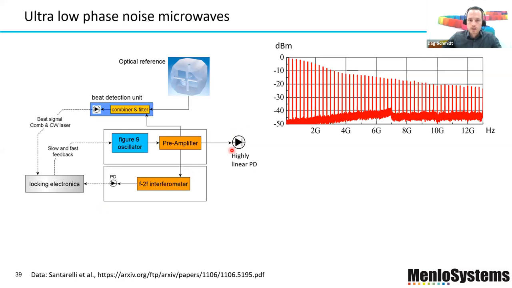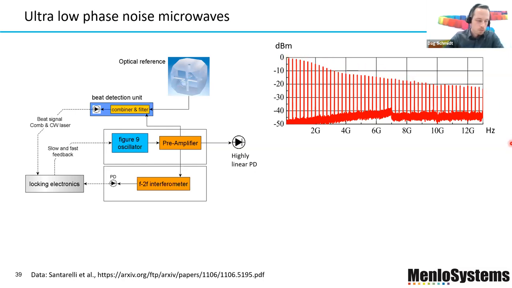And then you can simply detect this in a highly linear photodiode, and what you see is this type of spectrum here. This is a frequency comb with 250 megahertz repetition rate, and you see 250 megahertz, 500, 750, and so on. Depending on your photodiode, you can see this up to the gigahertz domain, maybe if you have a very good photodiode, even to 50 gigahertz. But of course, you also see there are saturation effects. The signal to noise ratio for low frequencies is much better than for high frequencies.